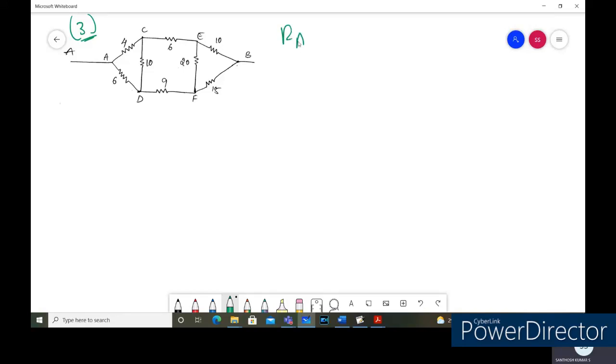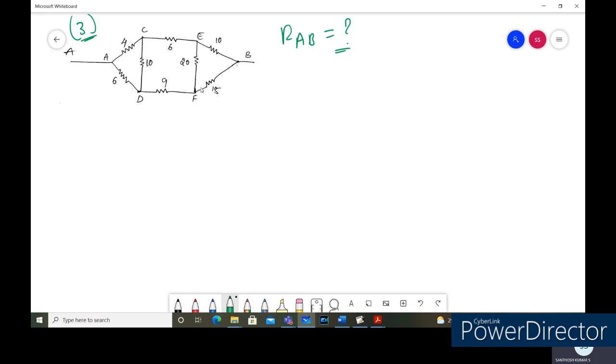We need to find the resistance between the terminals A and B, RAB, by using the star-delta transformation. Whenever a circuit is given, we need to observe the circuit diagram to see whether any series-parallel combination is there.